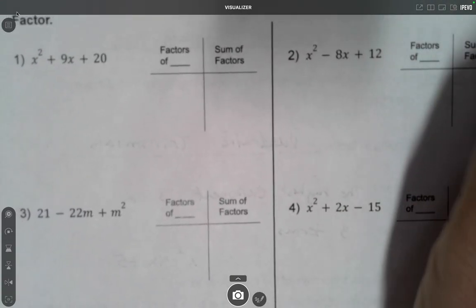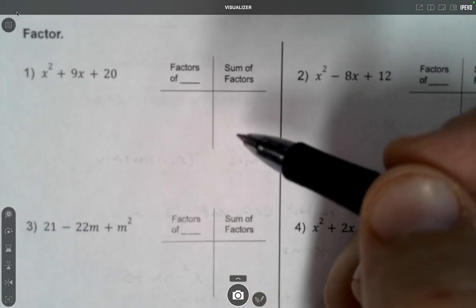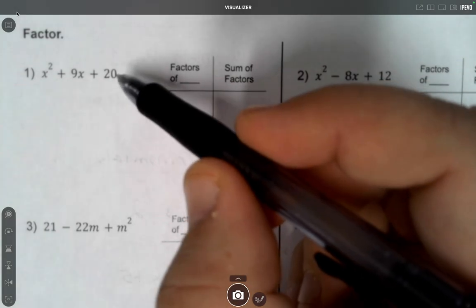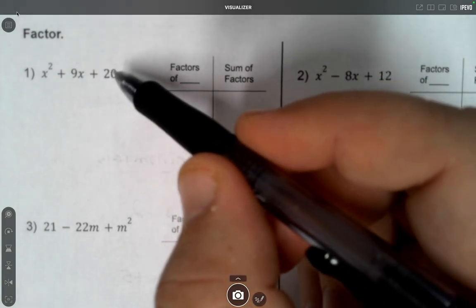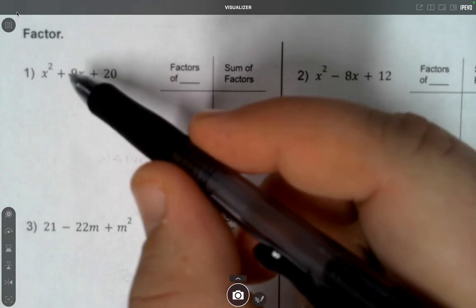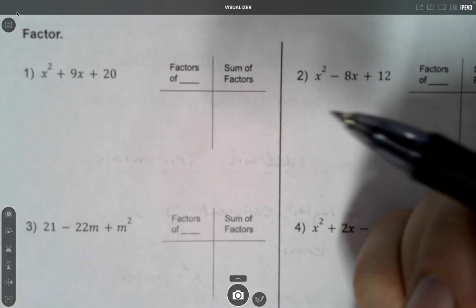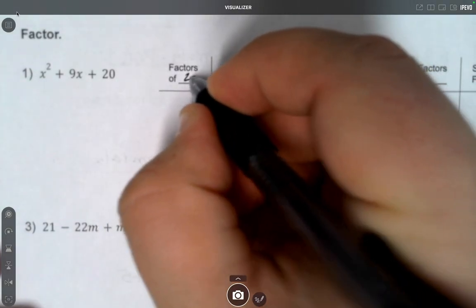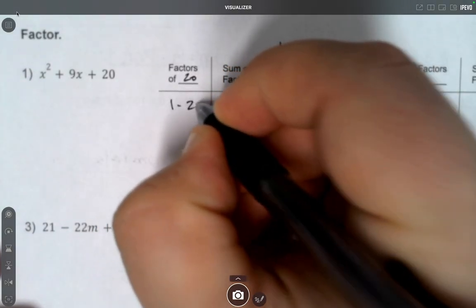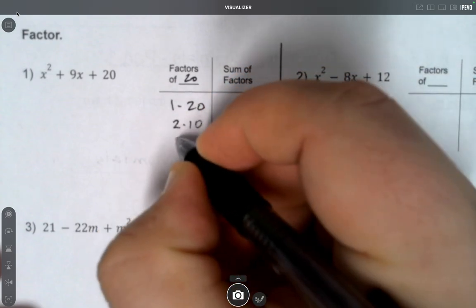Okay, so we're going to do lots of practice here. But what you've got to stick in your memory: multiply to be the last number, add or subtract to be the middle number. So multiply to be 20, factors of 20. So 1 times 20, 2 times 10, 4 times 5.